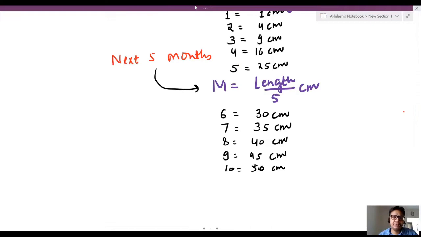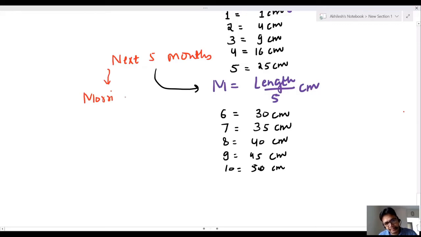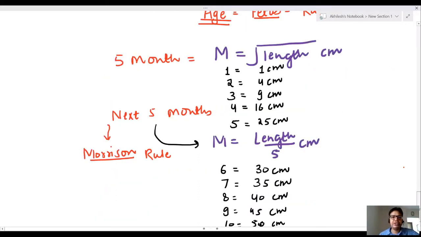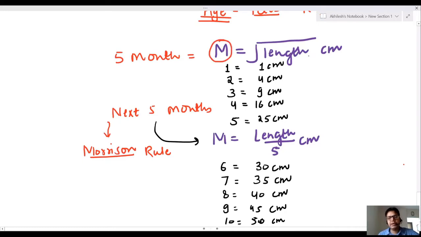For the next 5 months, this rule is also known as Morrison rule. Anyway, for the first 5 months, again, I'm revising, my dear friend, this is the rule of Hasse. For the first 5 months, month is equal to the square root of length in centimeters. For the next 5 months, month is equal to length divided by 5 centimeters. This is a very simple formula to decide length and month. Sometimes length is given, you can detect month. If month is given, you can detect length.